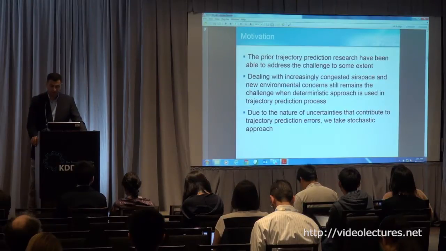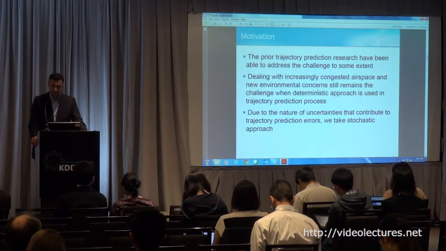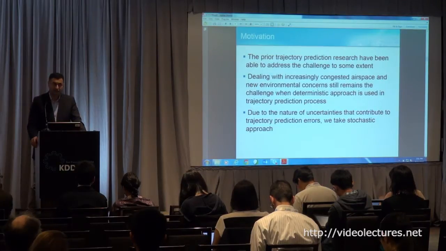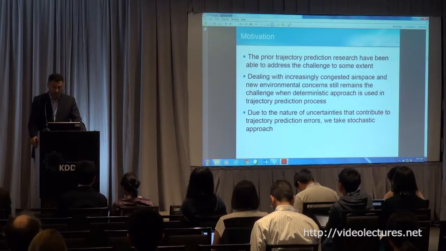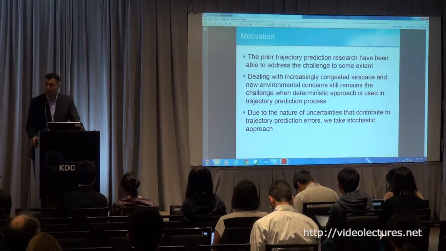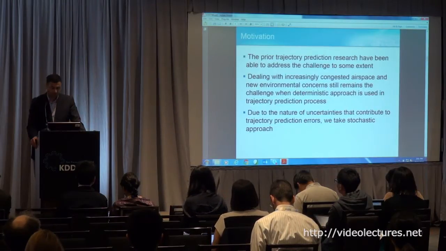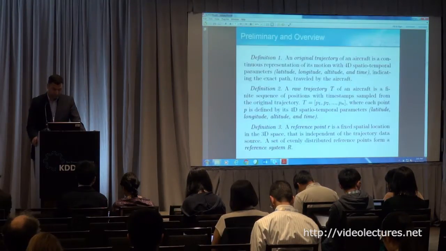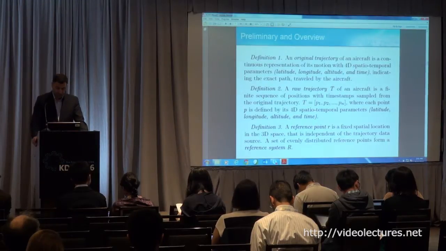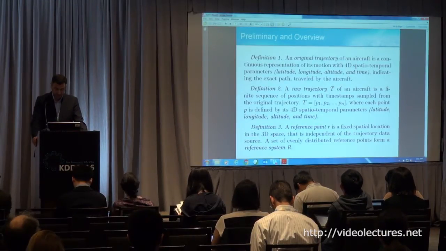Now, the prior trajectory prediction research have been able to address the challenge to some extent by performing deterministic trajectory prediction by communicating with the aircraft on a regular basis, which is costly and may or may not really generate accurate results. Dealing with increasingly congested airspace and new environmental concerns still remains the challenge when the deterministic approach is used. For that reason, we take stochastic approach. We will just go over 6 short definitions and then I'll go ahead and state the problem.